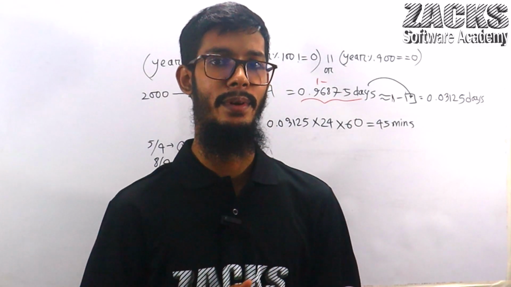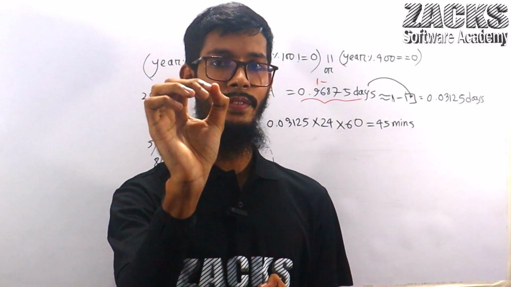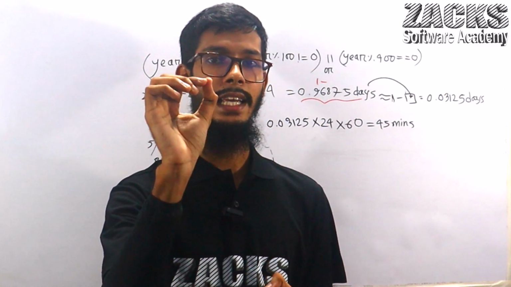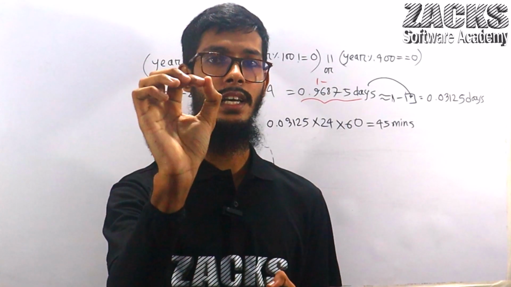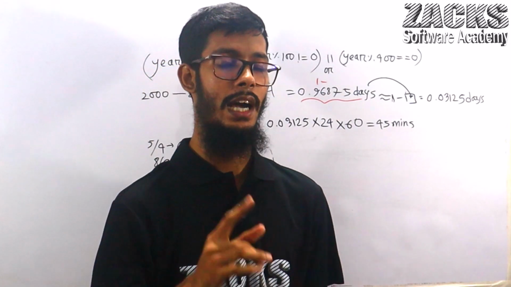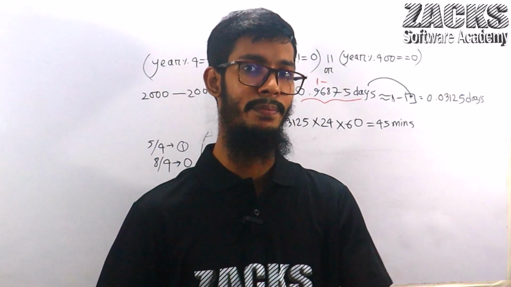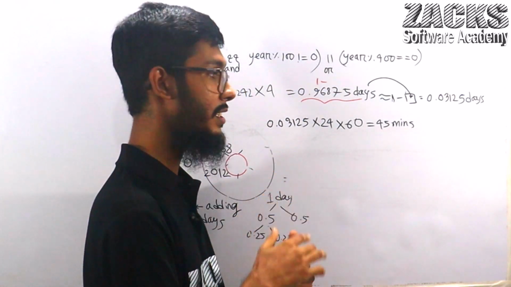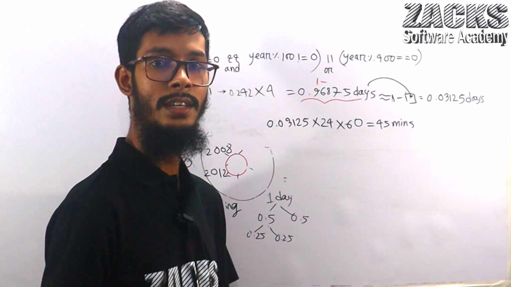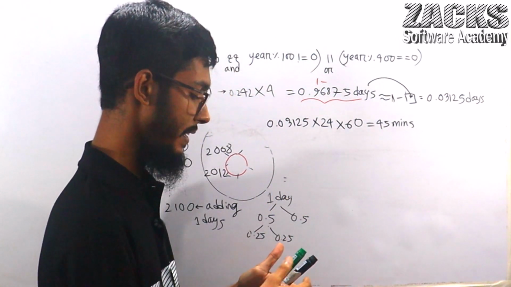Just consider one thing. What is the summary here? After every 4 years, we are extra adding, extra counting 45 minutes. Are you getting this point? After 4 years, we are extra considering 45 minutes in the calendar. Then what will be the result? What is the consequence?